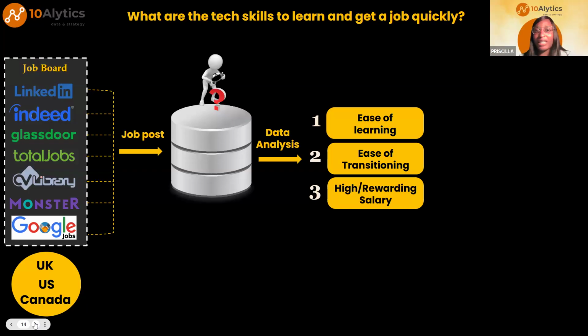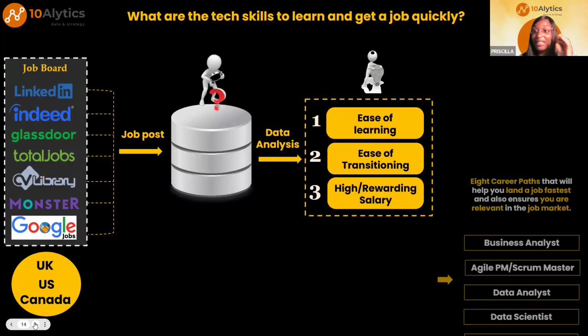The second is ease of transitioning. Ease of transitioning means, can you easily get a job after learning? Bearing your background in mind, I'm a carer, I've worked in sales, I'm a customer care representative, can you actually easily transition into tech after learning? Because it is one thing to learn, and it is another thing to transition. Transition means getting a job. So we needed to ensure that if you take any of the career paths or programs we have here at 10Alytics, you can easily get a job, and not just any kind of job, but one that pays you absolutely well.